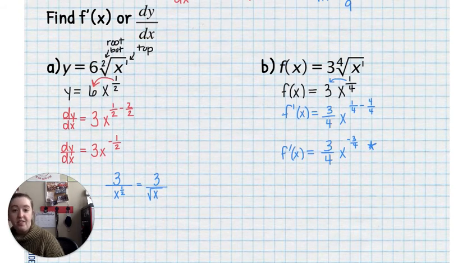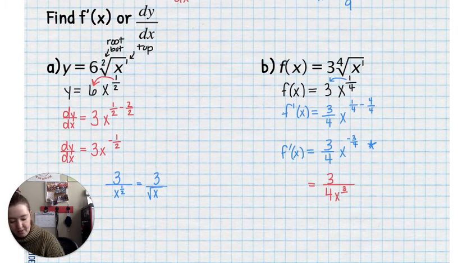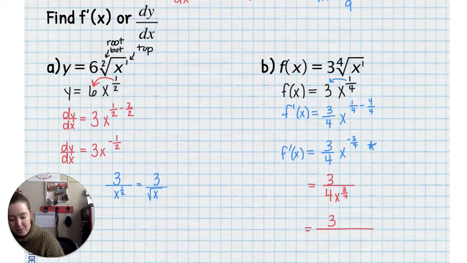I'd be happy with this answer. Or if you wanted to have positive exponents, you could put that x to the 3/4 in the denominator. Or if you wanted to turn that back into radicals, you'd have 3 over 4 times the 4th root of x cubed. So lots of different ways to write that answer.